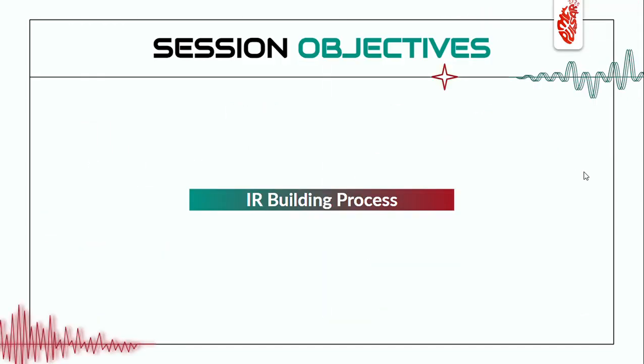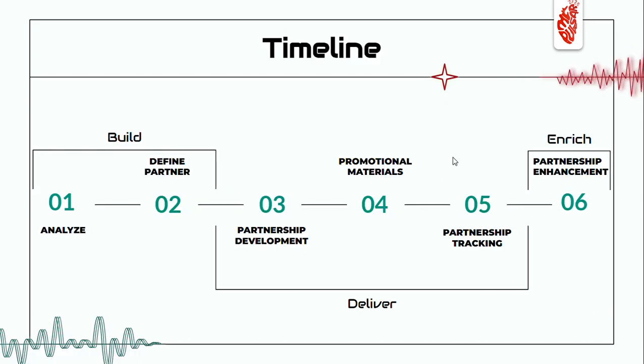And in this session, we're going to be talking about the IR building process overall. Talking about the timeline, how it goes, we have three phases. The first phase is to build, the second is to deliver, the third is to enrich. The build phase has two parts. The first is to analyze the partnerships, analyze the entity that you're trying to approach, and all kinds of analysis. It's also about defining the partner. After you analyze, it's all about defining which partner to choose, which one to refuse.